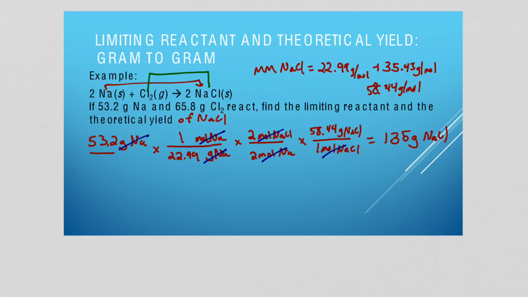Now I have to do the same thing, but I have to start with my Cl2. So I'm going to start with 65.8 grams of Cl2. Of course, I'm going to use my molar mass, so 1 mole of Cl2 gives me a certain number of grams. If I look on the periodic table, chlorine is 35.45, so 2 times 35.45 equals 70.90 grams per mole.